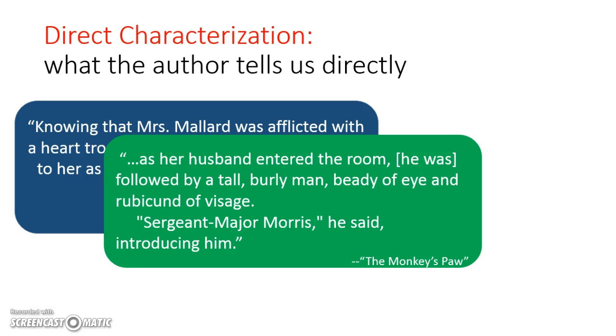Second example. This is from The Monkey's Paw. "As her husband entered the room, he was followed by a tall, burly man, beady of eye and rubicund of visage. 'Sergeant Major Morris,' he said, introducing him." So we have a picture here of Sergeant Major Morris coming into the room. He's tall, he's burly, picture big shoulders, but he's got beady little eyes and rubicund of visage. If you don't know what rubicund is, it's a key word. Go look it up and see if you can picture what Sergeant Major Morris looks like. The author's giving it all to you right there.